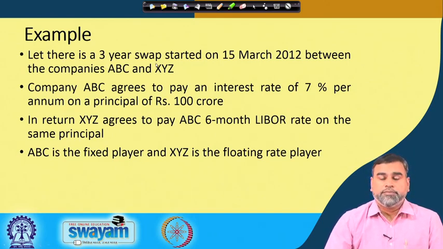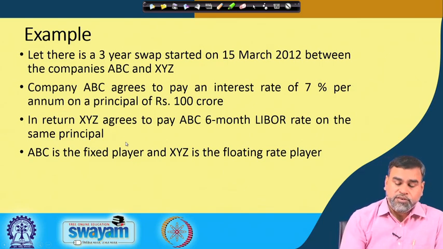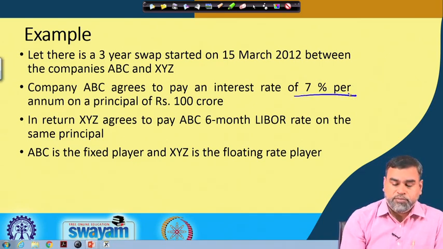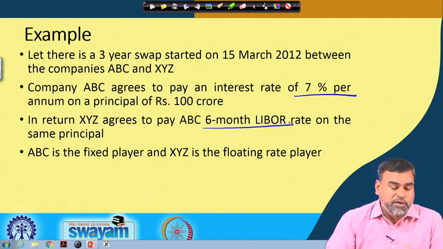Let there be a 3-year swap started on 15 March 2012 between the companies ABC and XYZ. Company ABC agrees to pay an interest rate of 7% per annum on a principal of 100 crore, and in return XYZ agrees to pay ABC the 6 months LIBOR rate on the same principal. ABC is going for the fixed rate, that is 7%, and the principal is not exchanged, that is why we call it a notional principal amount.